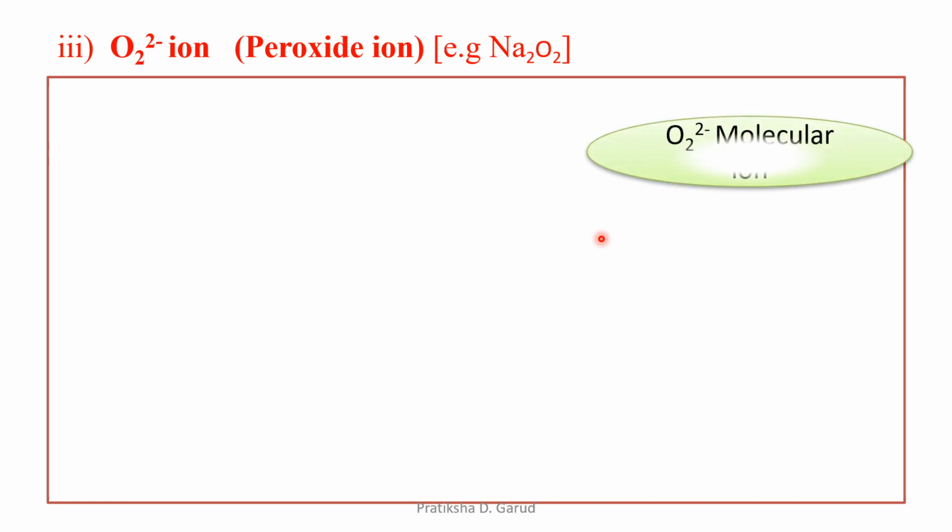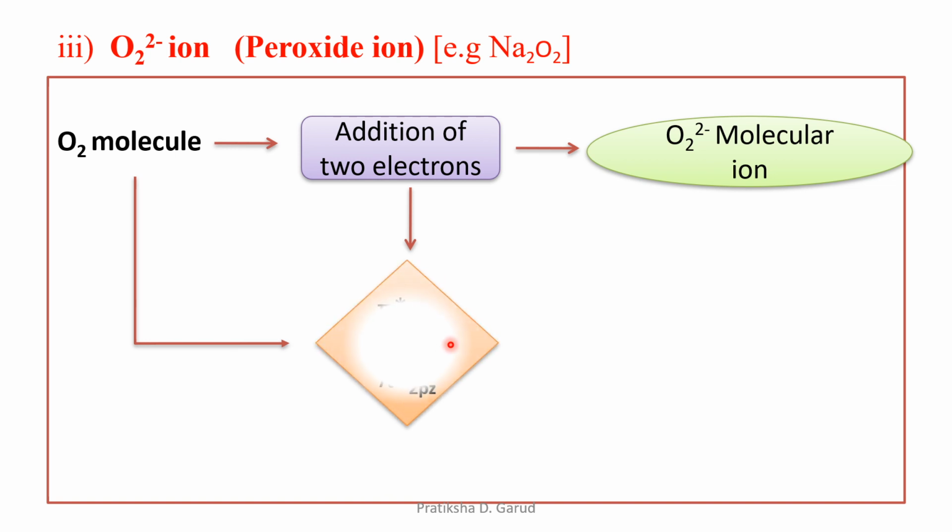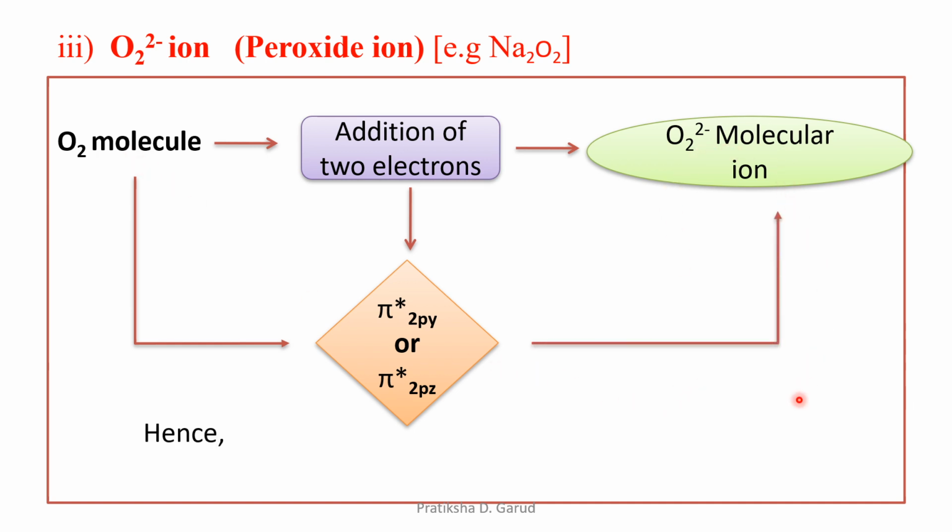So let's see how it is formed. This O2 2 minus molecular ion is formed by the addition of two electrons to the oxygen molecule. So in the oxygen molecule, when two electrons are added, it gives the O2 2 minus. Now where are these two electrons added? These two electrons are added in the pi asterisk 2py and the pi asterisk 2pz, right? So when two electrons are added in these two antibonding MOs in the oxygen molecule, we get the formation of the O2 2 minus molecular ion. In short, oxygen molecule plus two electrons gives the O2 2 minus ion.